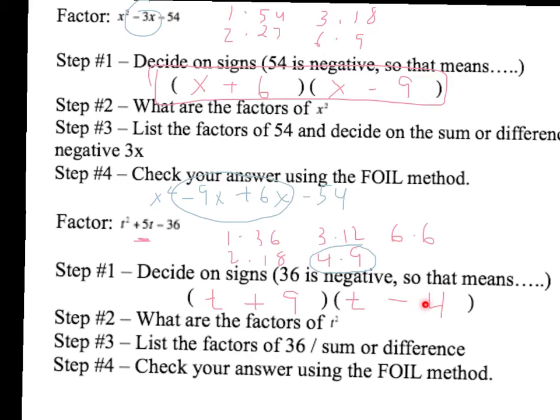I'm not even really checking that. What I'm checking is the positive 9t and then the negative 4t. These are my inner and outer terms, and 9t minus 4t is a positive 5t. So, again, box this up. Those are our factors of t squared plus 5t minus 36.